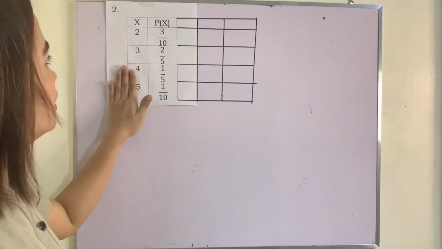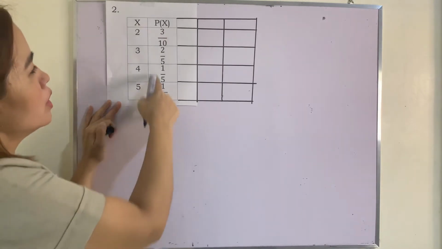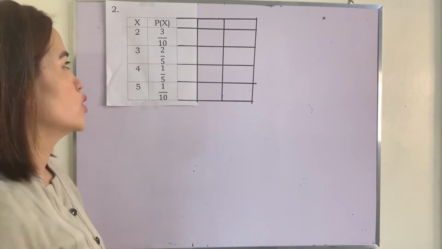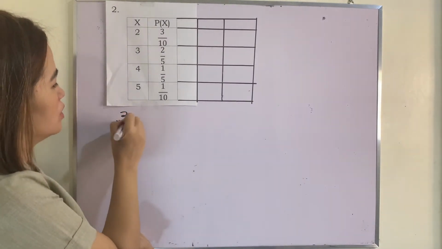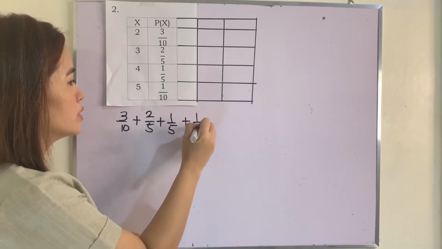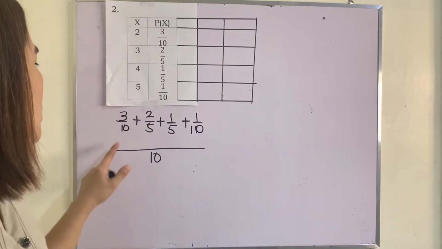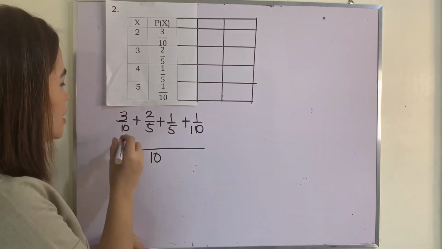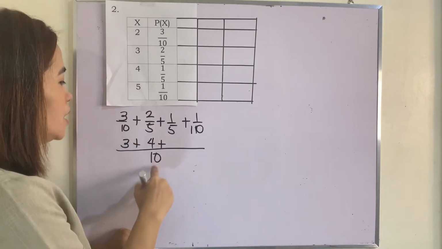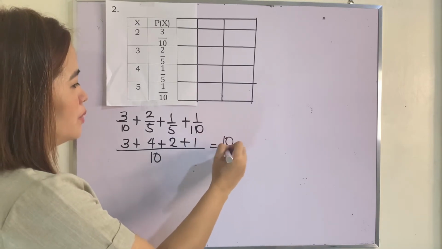Example 2, we have here a discrete probability distribution. So this is the random variable and the probability of the random variable. If we add this, it should be equal to 1. 3 over 10 plus 2 over 5 plus 1 over 5 plus 1 over 10. Let us verify whether it is really a discrete probability distribution. So the LCD is 10. 10 divided by 10 is 1, times 3. 10 divided by 5 is 2, times 2, 4. 10 divided by 5 is 2 times 1. So this is 1. So this one is really a probability distribution.